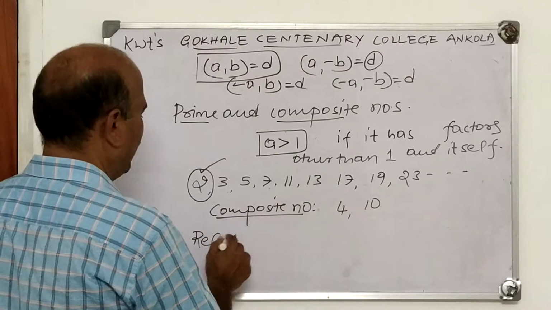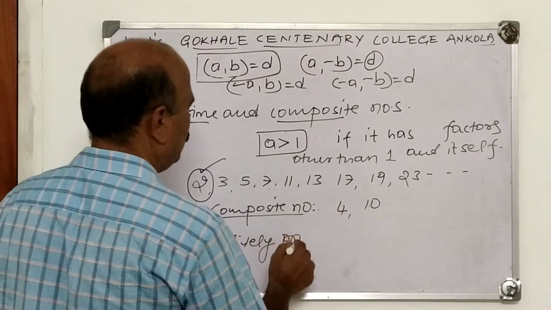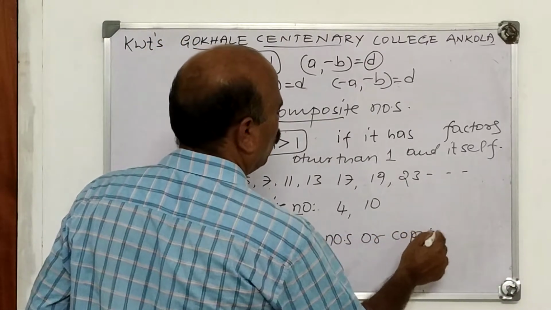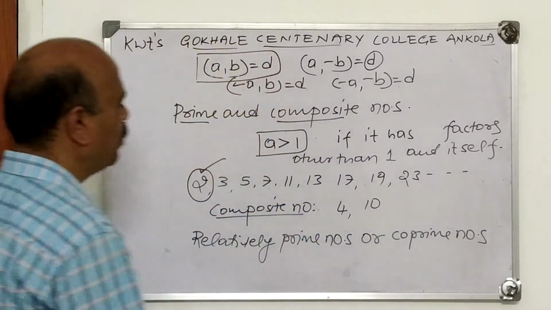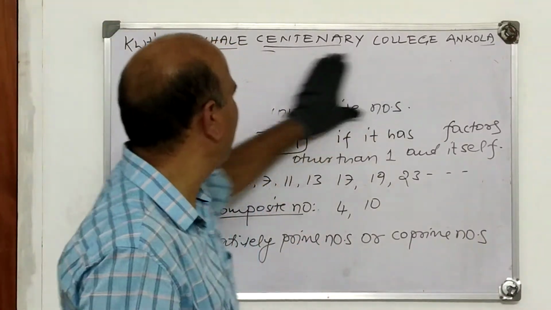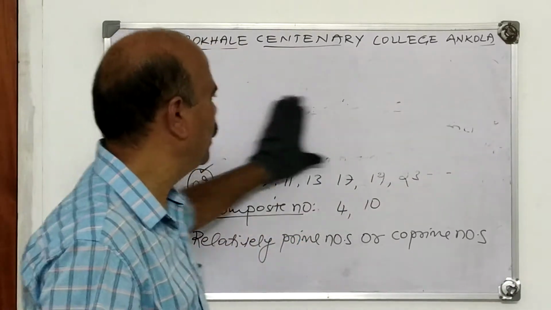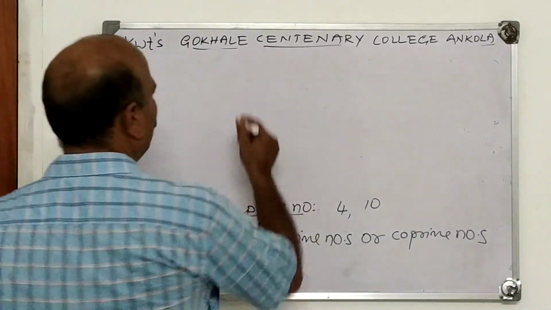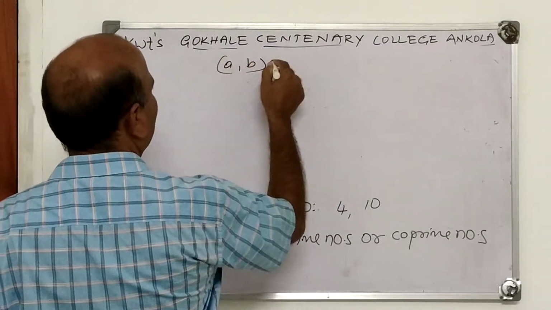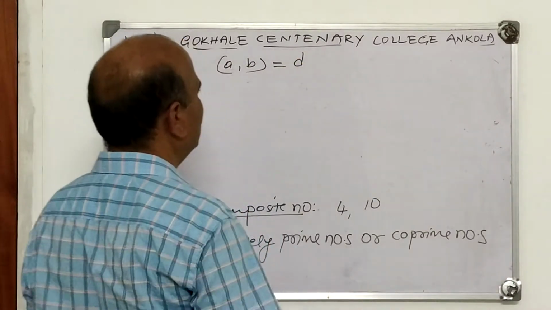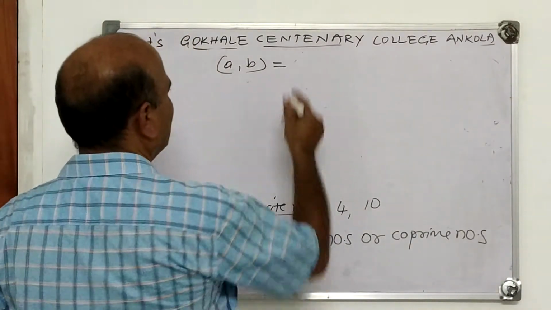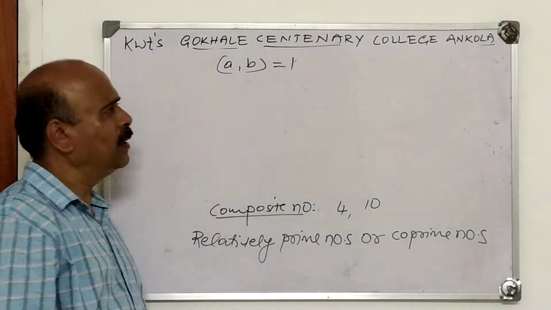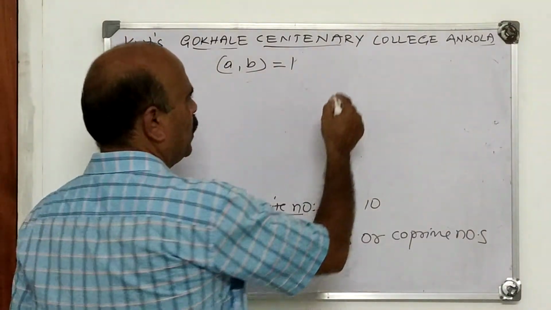Next, relatively prime numbers, or they are called co-prime numbers. See the definition. What are relatively prime numbers? Relatively prime means two positive integers a and b are said to be relatively prime if their GCD is 1. That means they have no common factors other than 1. Then they are called relatively prime.